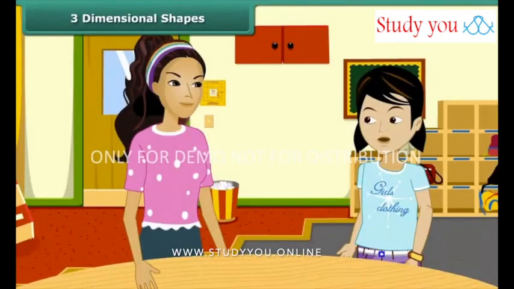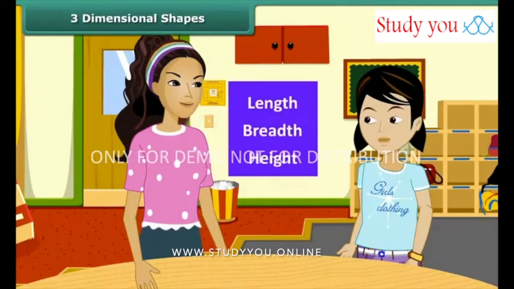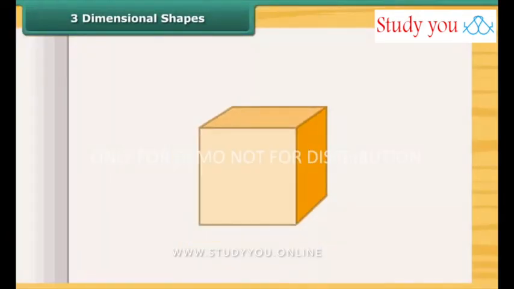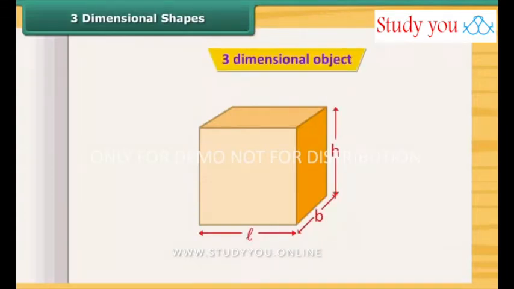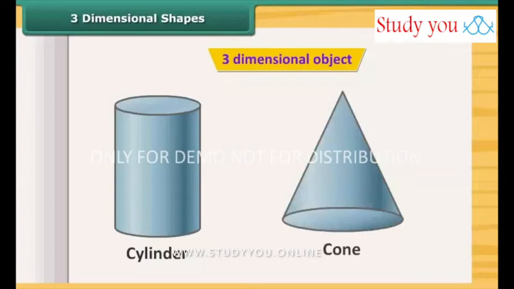What are three-dimensional shapes? A solid object having three measurements like length, breadth and height is called a three-dimensional object. Look at this cuboid. It has length, breadth and height. So this is a three-dimensional object. The cylinder, cone, etc. are three-dimensional figures.